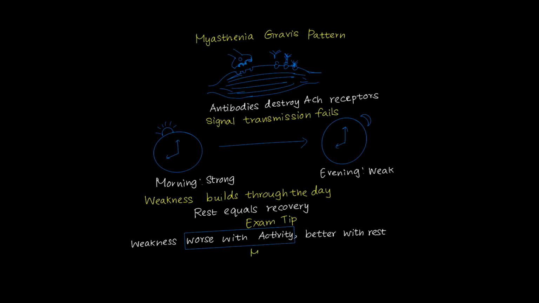Here's a D444 OA exam tip for you. Myasthenia gravis equals weakness worse with activity, better with rest. Memory hook. Myasthenia melts with use, mends with rest.